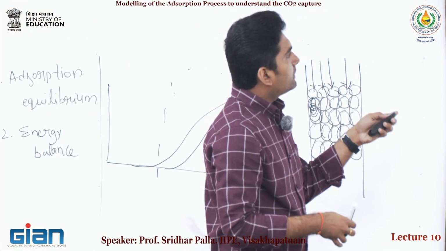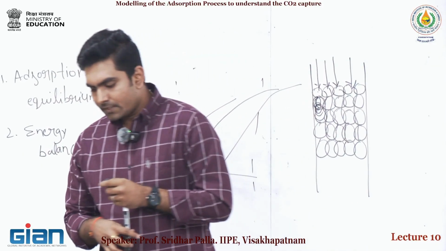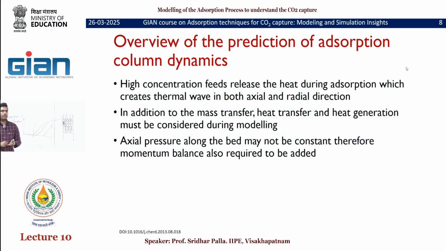Along with that, we need to understand the axial pressure. Based on the particle size, the pressure drop will change in the bed. If the axial pressure along the bed is increasing, we need to estimate that change in the pressure in the bed, and that information we will obtain from the momentum balance.